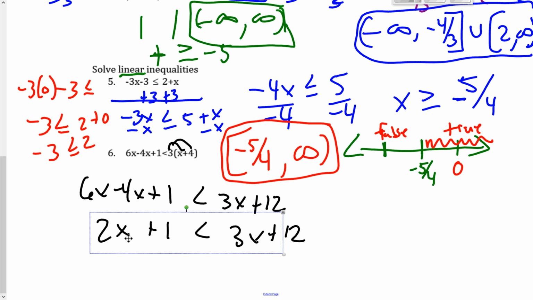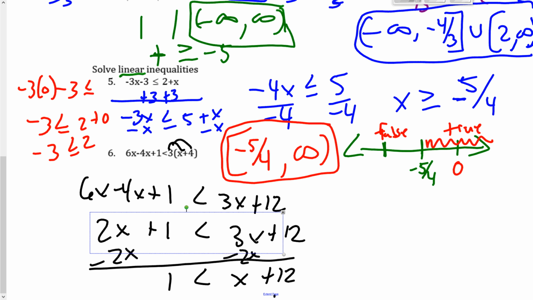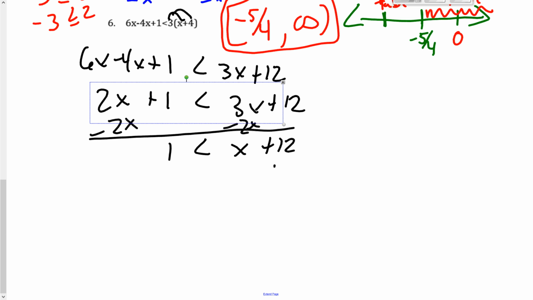Now go ahead and put your x's to one side. I'm going to move the smaller x's. I always move the smaller x's, because then I deal with positive x's in the end. Let's extend this page. Okay, so we subtract 12. Subtract 12. Get negative 11 is less than x.